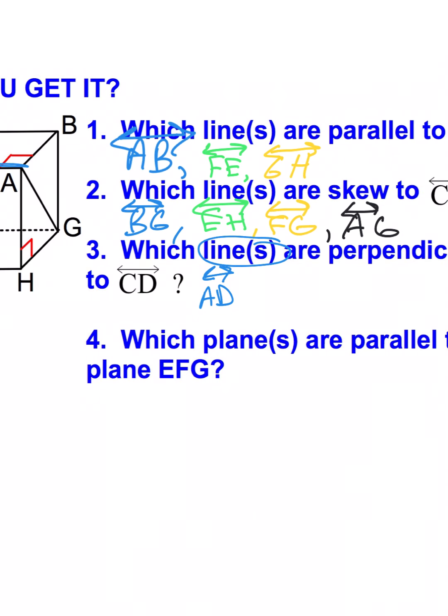I also have this one, CB, and then we have the ones that go up and down with it. So I've got DE, and then our last one, CF.